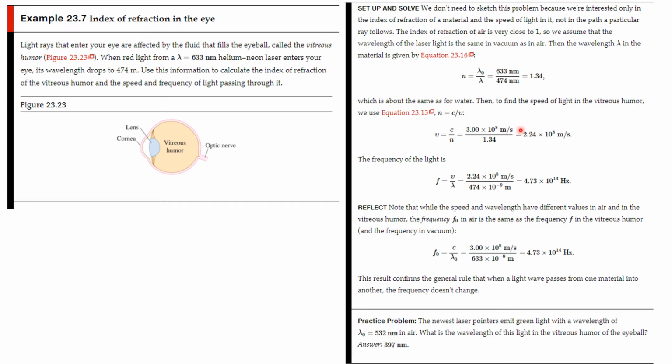Now the speed of light in a vacuum is known to be 3 times 10 to the 8th meters per second. So we divide that by n, and we get that the speed of light in the eye is going to be 2.24 times 10 to the 8th meters per second. And then the frequency is always the velocity divided by lambda, so it's this number divided by that number, and this is the frequency of light, in hertz.